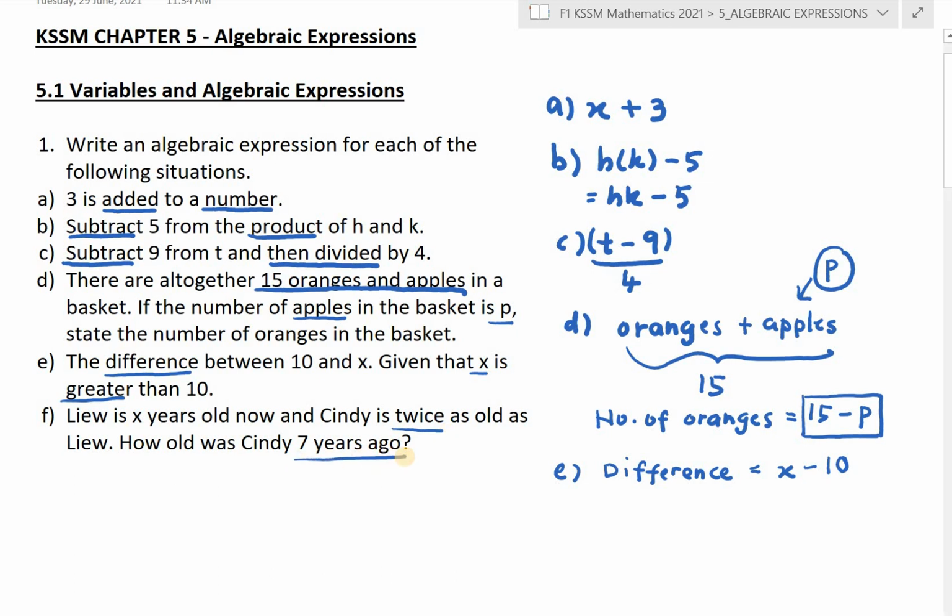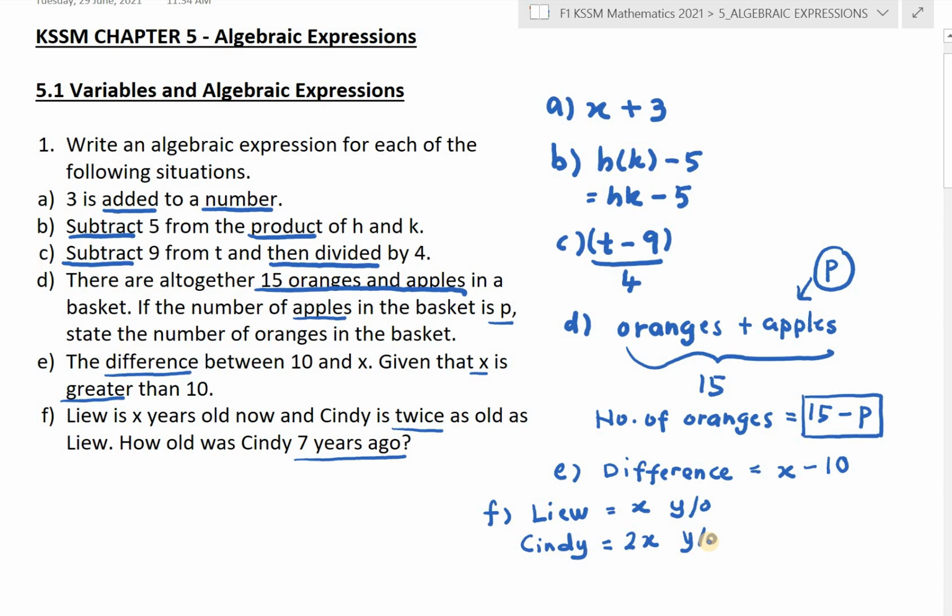So sekarang ni we have Liu, dia punya umur is X years old. Okay, I put that one X years old. And then we have Cindy. Okay, Cindy is 2 times ataupun twice as old as Liu. Means that 2 kali ganda means that dia 2X. 2 kali ganda 2 darab X. Okay, 2X years old.